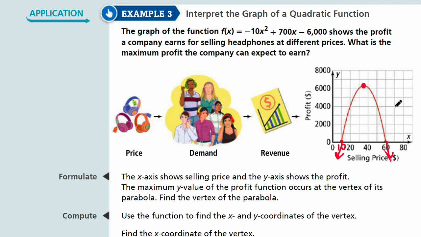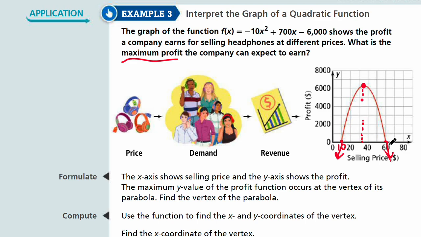Right here. This is the maximum. So it looks like a little bit more than 6,000, right? So using our function, you can figure out the exact vertex. That is exactly what we want to figure out. What is the maximum profit that this company can expect to earn? So at about 35, it seems like you have a maximum price, right?